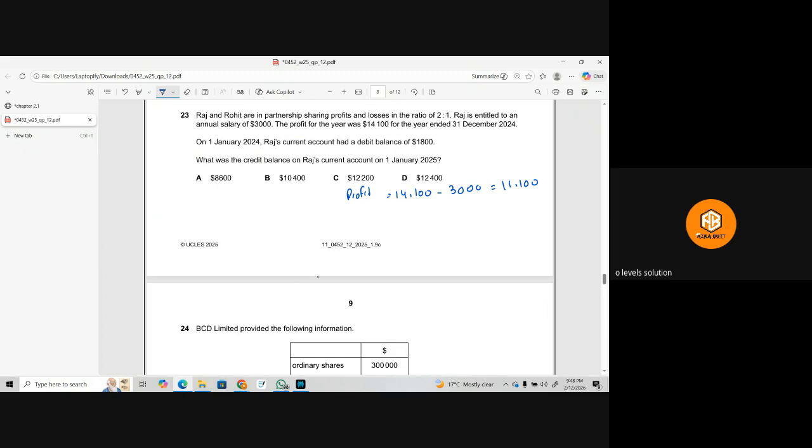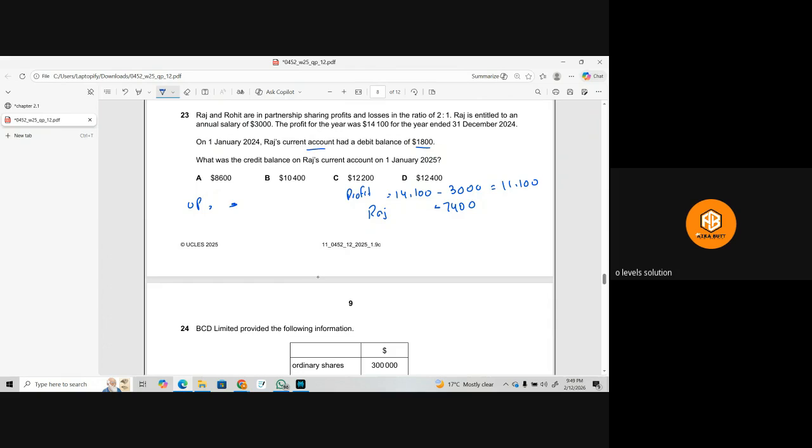Now we need to calculate Raj's share. Raj's share is 2 over 3. It is 7,400. This is Raj's profit. So the closing balance on 31st December, which of course becomes the opening balance on 1st January 2025. If you see, the opening balance is a debit balance, which is 1,800. Of course, this is a minus balance because it is coming on the debit side.